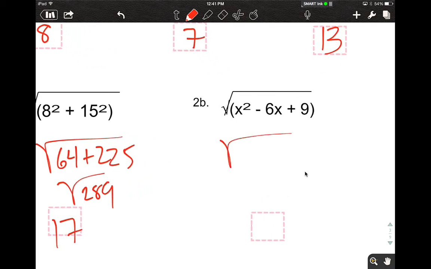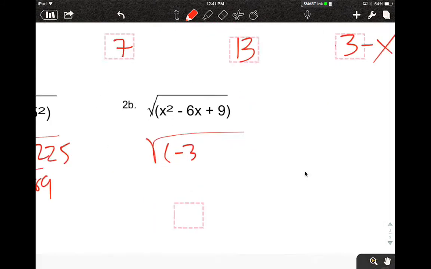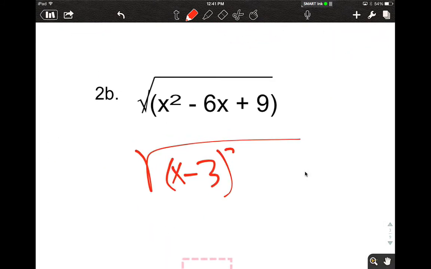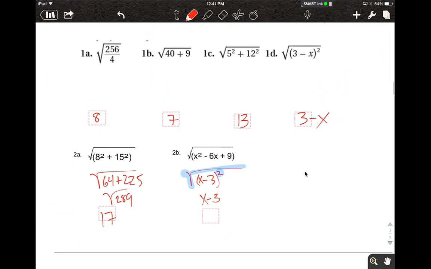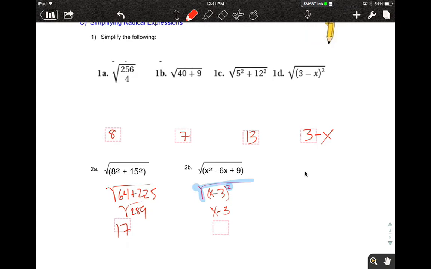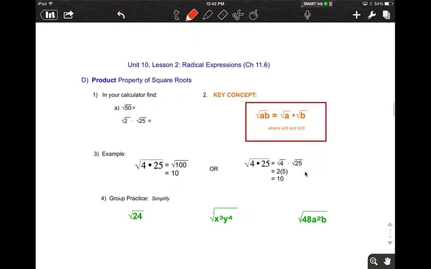This one, again, looks like a polynomial that will factor. Isn't that going to be x minus 3 squared? And this square and that square root will cancel each other out, and we just get x minus 3. Okay, so good job, folks. You're practicing. You're getting good at this. Let's move on to the next idea.